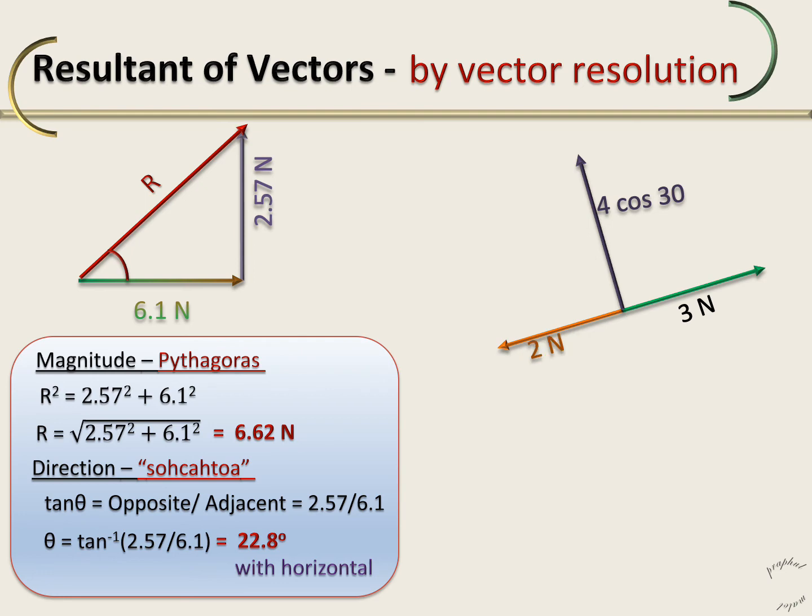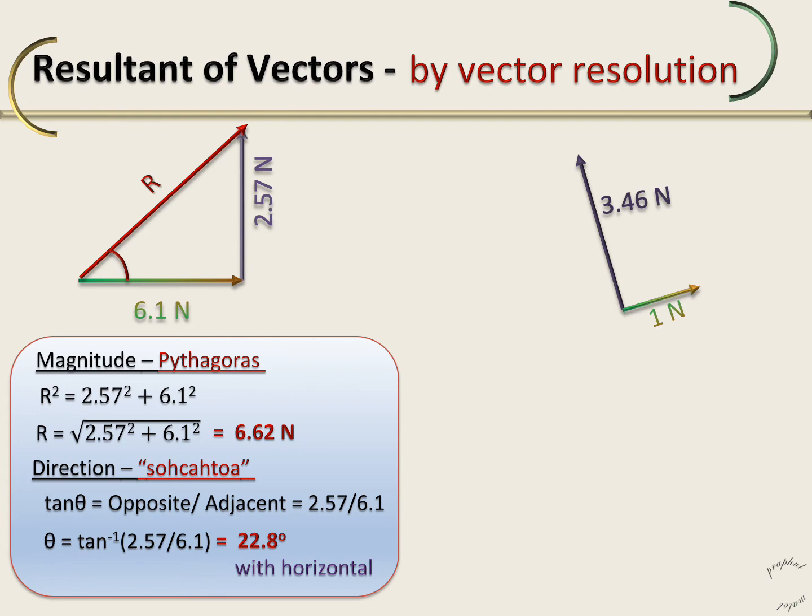First I am finding the value of 4 sin 30. Sin 30 is half, so you get 2 Newton, and 4 cos 30 is 3.46 Newton. 2 Newton and 3.46 Newton are exactly opposite, so I can directly subtract them. I get a single vector of value 1 Newton.